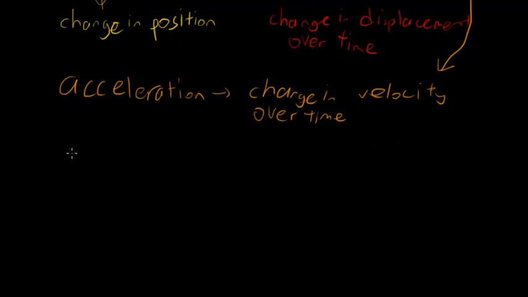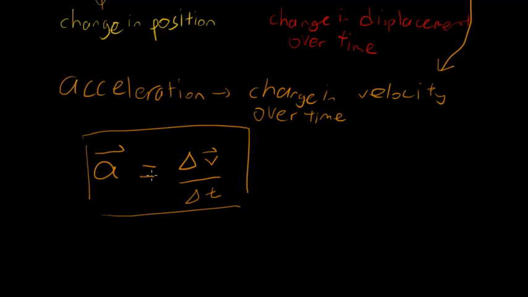So let's first define the formula for acceleration. Acceleration is denoted by a lowercase a with a vector hat because acceleration is a vector. It is a change in velocity over time. Change in is always denoted by the Greek symbol delta, and velocity is a v with the vector hat, over change in time. This is the formula for acceleration: acceleration equals change in velocity over change in time.